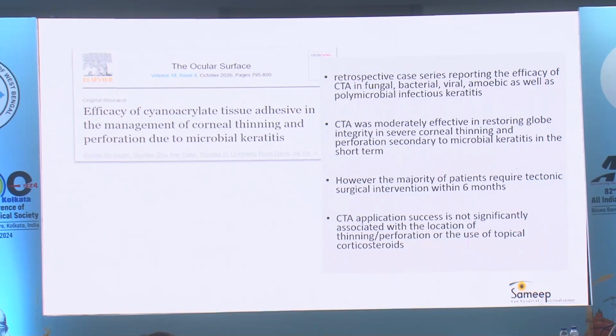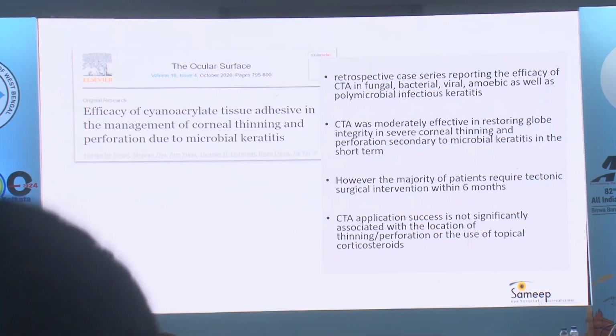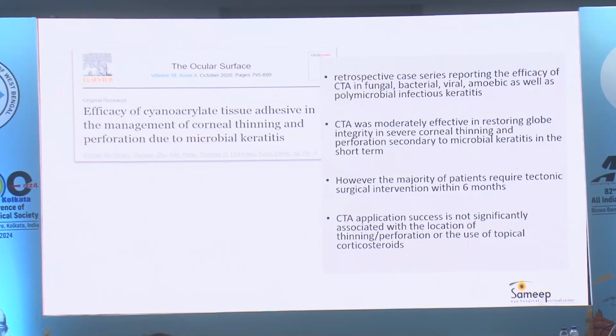So in this retrospective analysis, it was found that the cyanoacrylate tissue adhesive was moderately effective in restoring globe integrity in severe corneal thinning and perforation secondary to microbial keratitis in the short term. However, the majority of the patients required tectonic surgical intervention within 6 months. So every time it may not be sufficient to take care of the perforation, but definitely you can use it as a temporizing measure, and eventually you can plan a definitive procedure later.